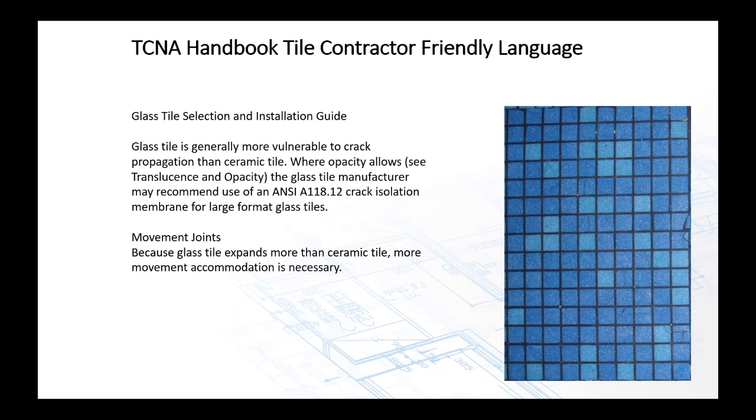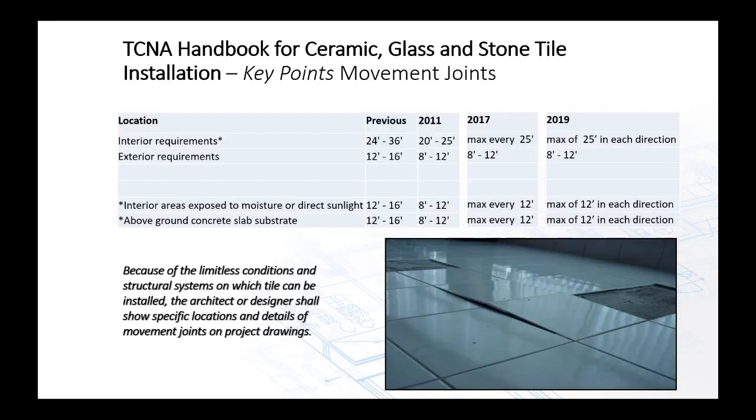Movement joints, because in the movement joint section, EJ 171 that we were just in, it also mentions that glass tile expands more than ceramic tile. It's far more expansive than ceramic tile. So if you're in a range of movement joints, for instance, let's just go to exteriors, because again, it's a wet area, of 8 to 12, we would recommend that glass have a movement joint every 8 feet, the low end of the range, instead of 12 foot, which is the high end of the range, because it has more potential to crack, really. So we want to make sure that it allows for as much movement due to all the moisture as possible.